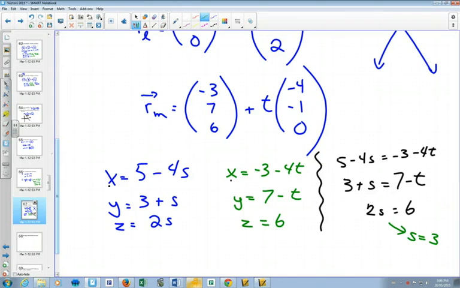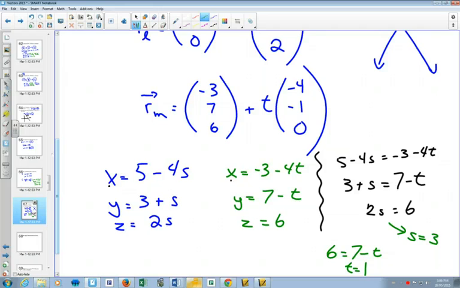So now that we know s is 3, we could plug that back into either of the other 2 equations. In the second equation, you would get 6 equals 7 minus t. That seems like less mental math to do than plugging it into the first equation. But if I do that, I'm going to get t is equal to 1.